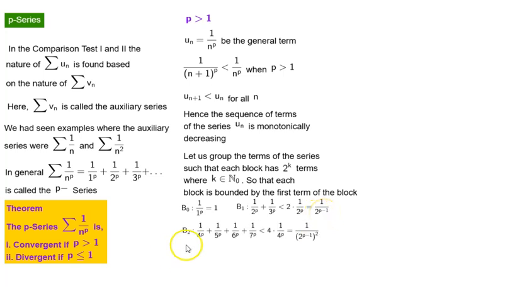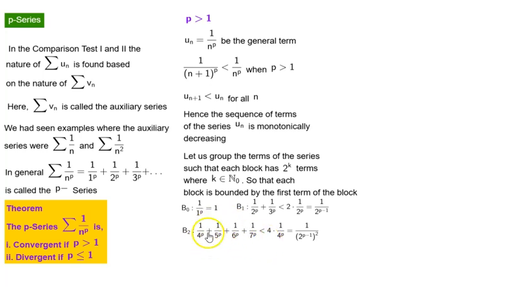And this is equal to, if we take 2 down, 1 by 2 to the power of p minus 1. So now, the next block, b sub 2, is 2 to the power of k terms after the previous block. So 1 by 4 to the power of p plus 1 by 5 to the power of p plus 1 by 6 to the power of p plus 1 by 7 to the power of p. Because we are talking of block 2, 2 to the power of 2 is 4. So four terms starting from the fourth term.